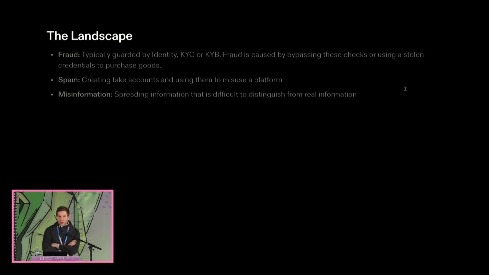So just broad strokes, like what is the landscape? There's three big problems. It's fraud, spam, and misinformation. Fraud is typically financially related, so that's about KYC and KYB, and those are the techniques that we use today and the regulations associated with them. Spam is about creating fake accounts and using them to misuse a platform. And misinformation is about spreading information that is difficult to distinguish from real information.